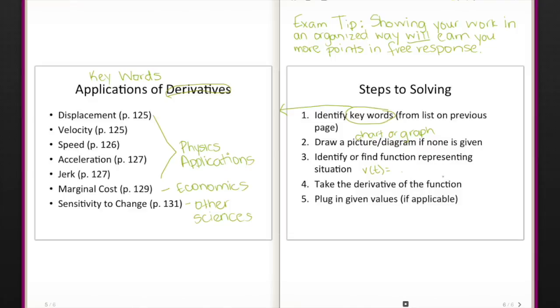Next, you're going to identify or find the function representing your situation. Sometimes they'll tell you what the function is. Otherwise, they'll give you some data and they'll want you to come up with the function on your own. Either way, make sure you clearly label what that function is. For these problems, you know you're going to be taking the derivative of the function, so do so. The last thing you want to do is plug in any given values if applicable. And whether you're working on physics problems, economics problems, or other sciences, following these steps will work for any situation.